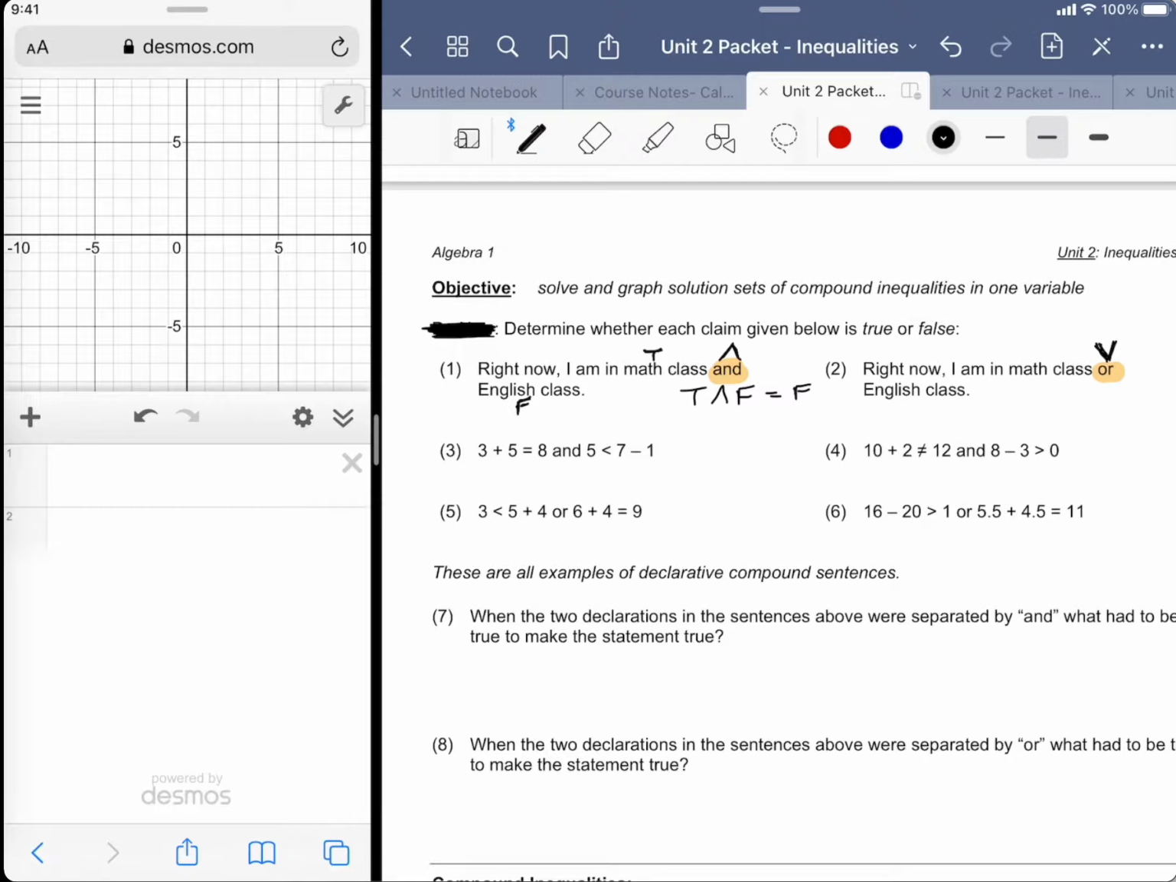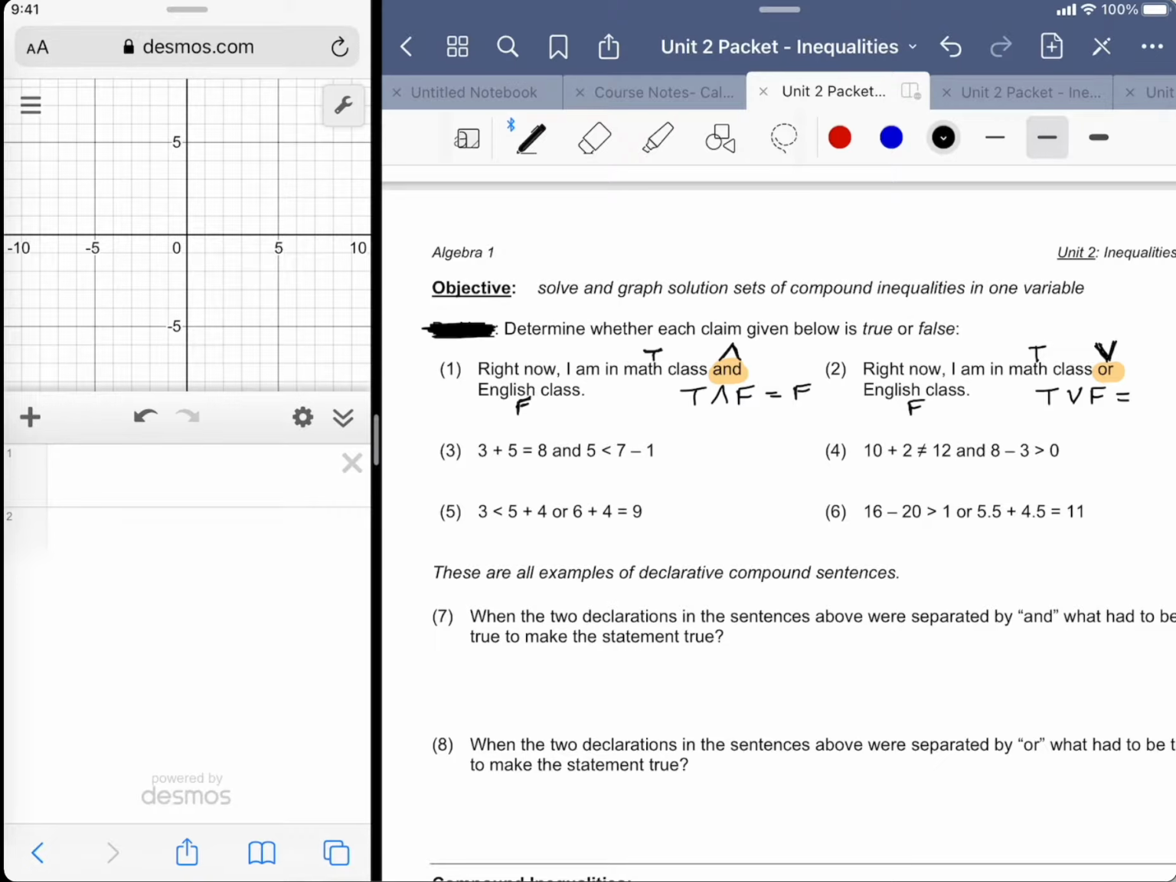All right. So then looking at number 2, "Right now I'm in math class," true, "or English class." I'm not in English class. So I'm looking at the two independent sentences individually and determining their truth. If I look at just the sentence, "I am in math class," true sentence. "I am in English class," not a true sentence, currently. All right, later in the day, maybe it's a true sentence. This would read as true or false.